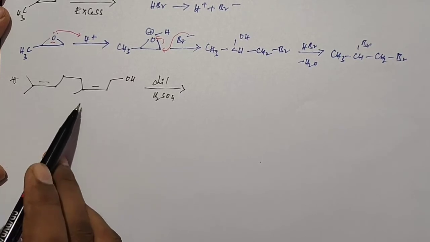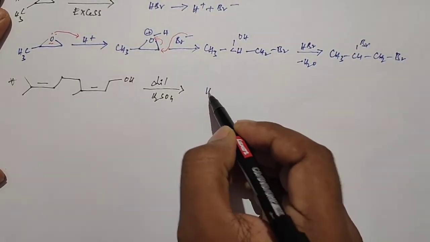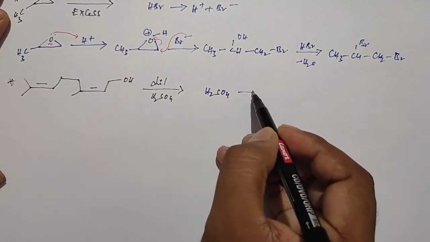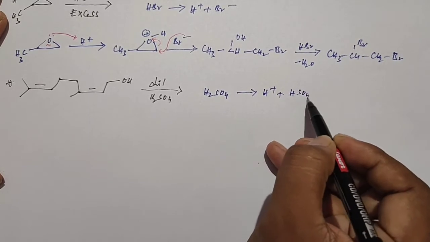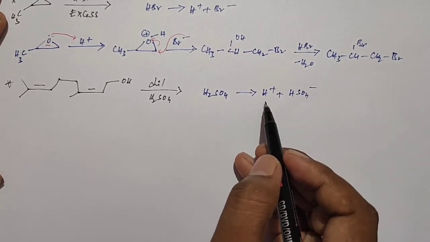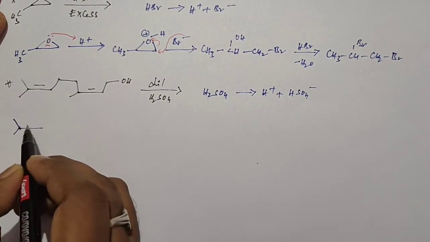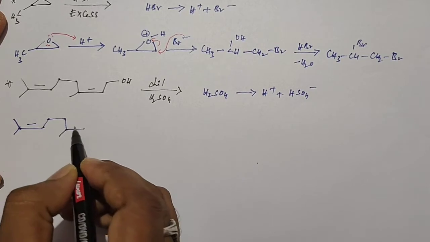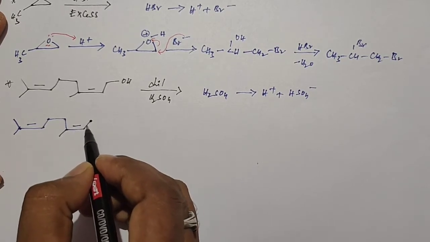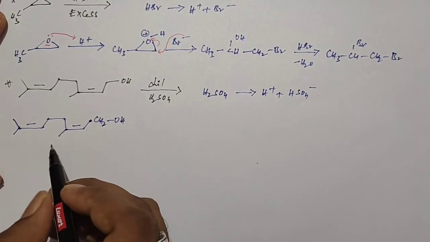For this reaction, the given compound reacts with dilute H2SO4. So actually, the H2SO4 can be present in the form of H plus plus HSO4 minus. So this H plus, the proton, can initiate the reaction. First, we just take the given compound. So this is the given compound.